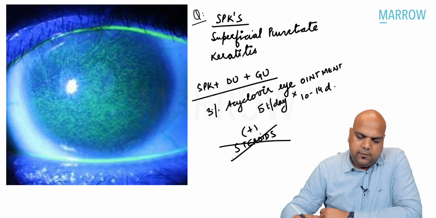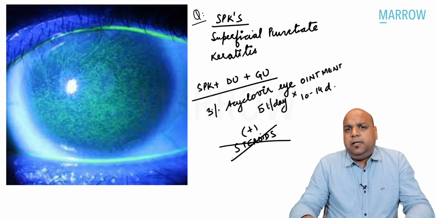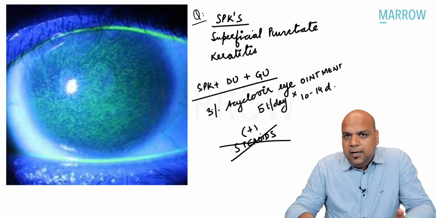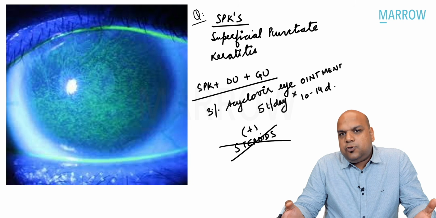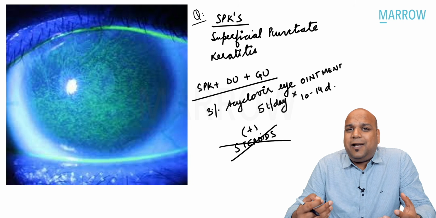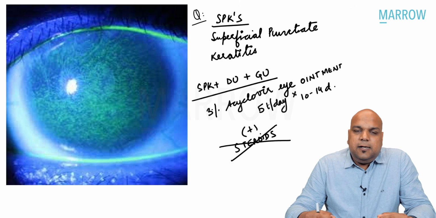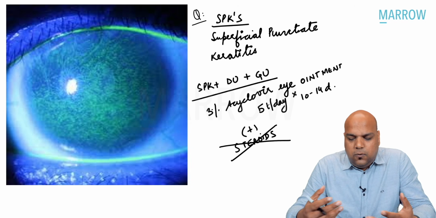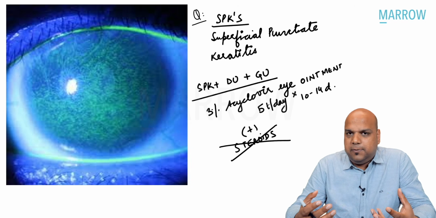Why are steroids not given? Because they interfere with the epithelial regeneration or the healing of the epithelium. But in the other lesions of herpes simplex virus, like we know, necrotizing stromal keratitis or endotheliitis, in all those cases steroids shall be used because the epithelium is not damaged.